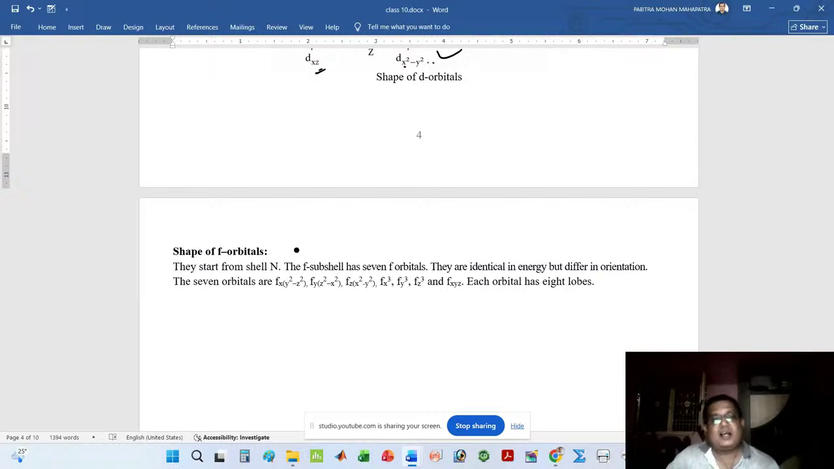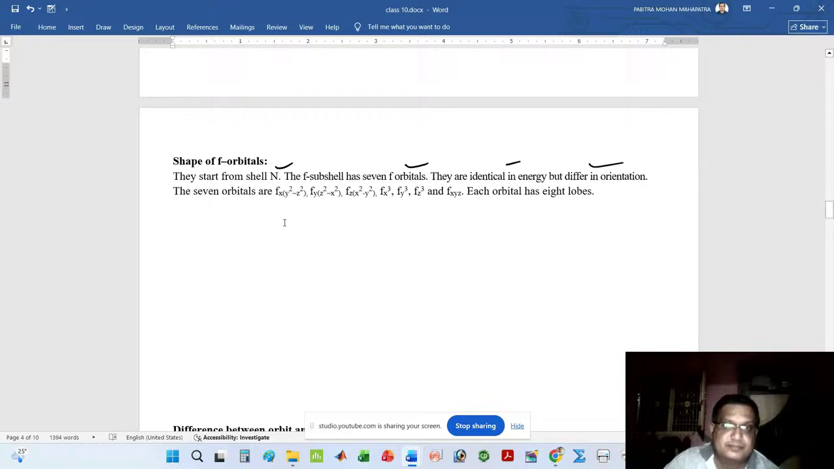The f orbitals are present in general in the f subshell. The f subshell has 7 f orbitals. They have identical energy but differ in their orientation. All the orbitals have the same energy. Clear? Try to understand.